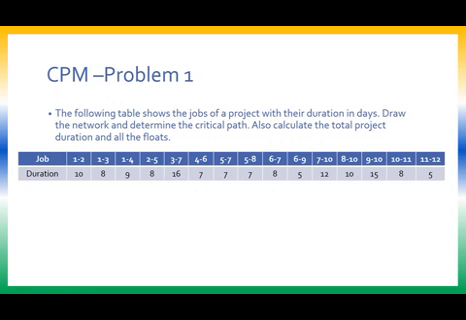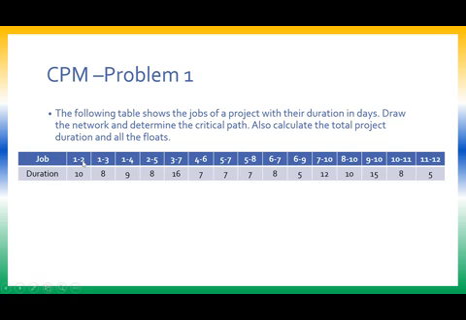So the first problem that has to be solved using CPM. The following table shows the jobs of a project with their duration in days. Draw the network diagram and determine the critical path. Also calculate the total project duration and all the floats. They have not given the activities as A, B, C, D and so on in this problem. They have straight away given you the node numbers.